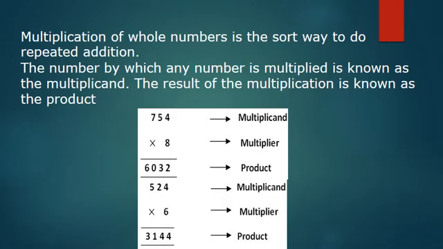In the same way, see the second example, 524 multiplied by 6, and the answer is 3144. So in this example, 524 is the multiplicand, 6 is the multiplier and the answer 3144 is the product.